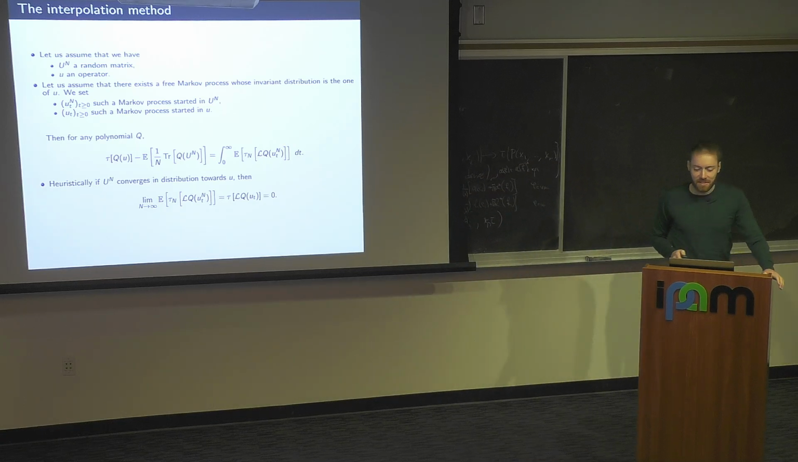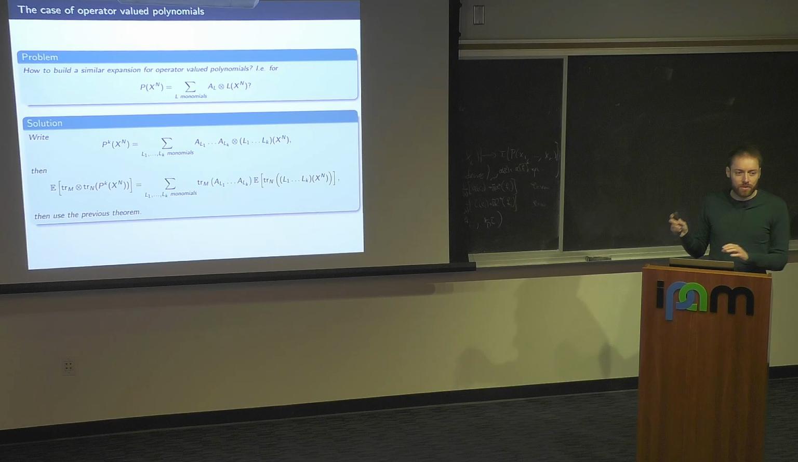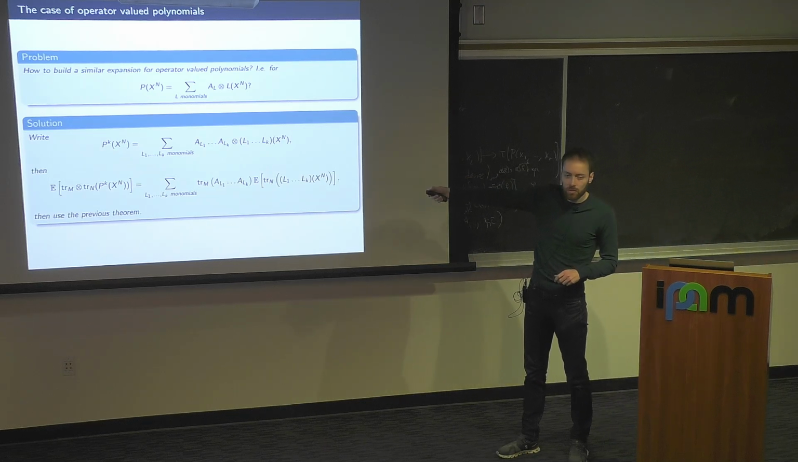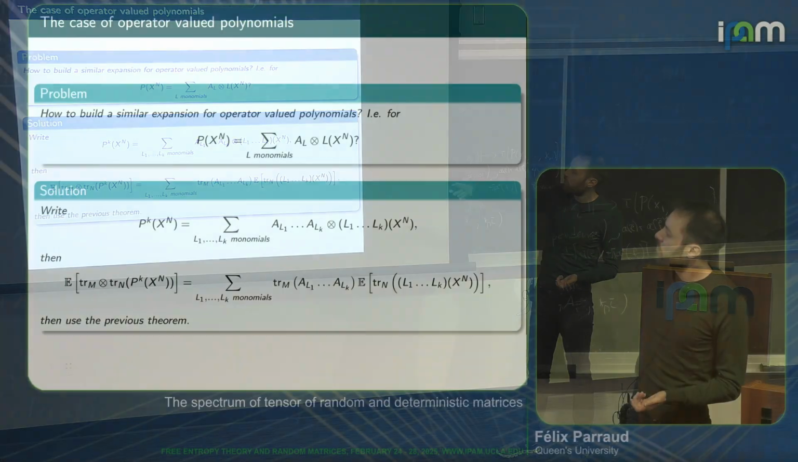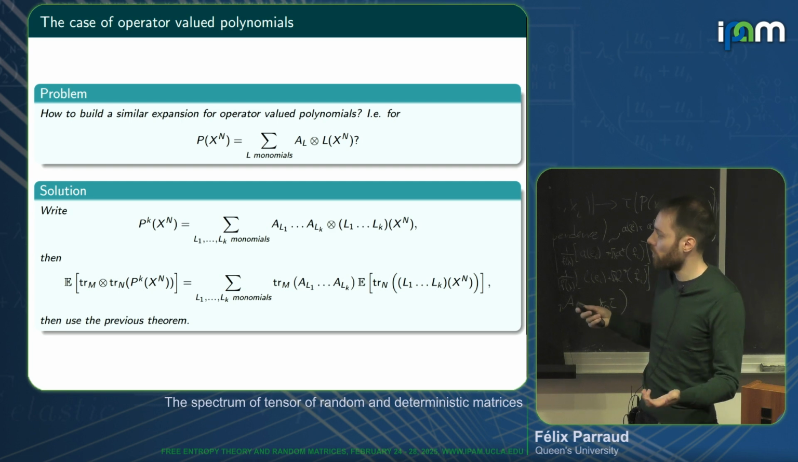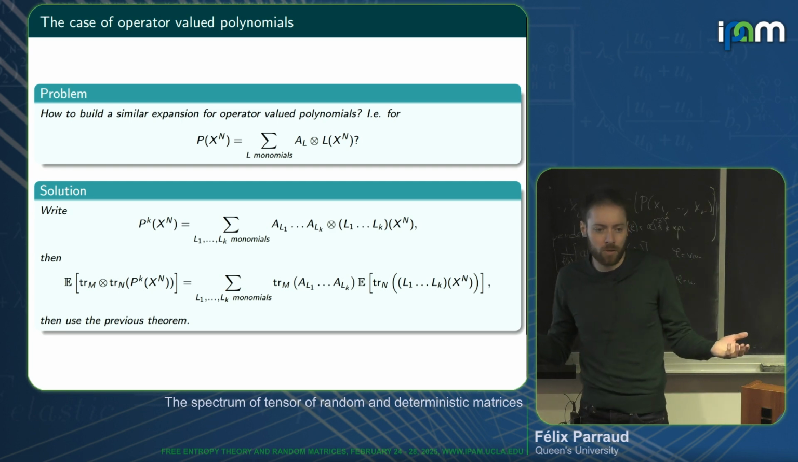All right. So now let's come back to the case of operator-valued polynomials. Once again, I just put back the definition. This time we've got P of X_n, and we've got some sum over monomials of A_L tensor L of X_n. And what I said was that if your A_L are scalar, then you can compute an expansion. If they are matrix valued, how do we compute an expansion?